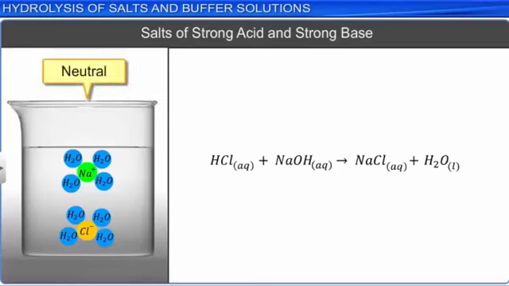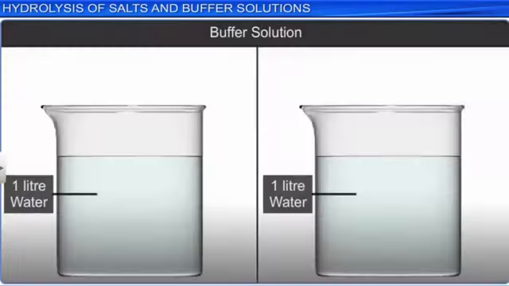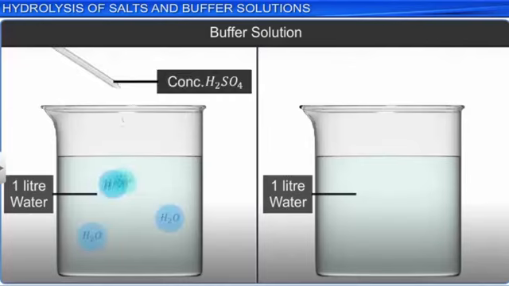Hence, the aqueous solution of a salt of a strong acid and a strong base is neutral, as neither the anion nor the cation undergoes hydrolysis. Now, let's look at the term buffer solution. Suppose you add a drop of concentrated sulfuric acid or concentrated sodium hydroxide to a liter of water.